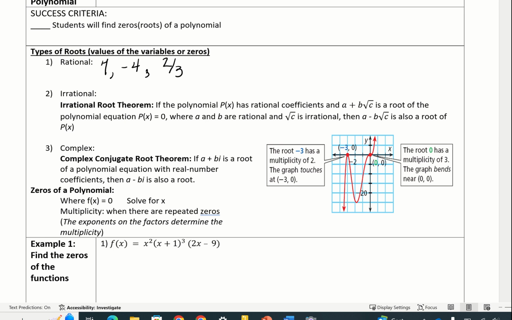Sorry, phone call. So rational numbers can be rewritten as a fraction.